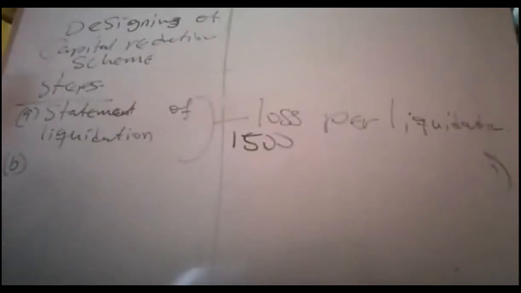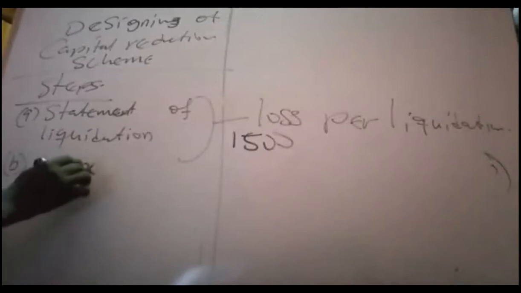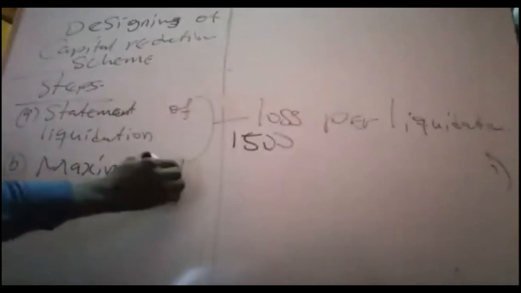If you should liquidate right now, the company, putting all the losses together, it will be 1,500. Step 2, determine the maximum loss. So determination of maximum loss. We call it maximum loss per reconstruction. Maximum loss, this loss is per reconstruction. So this is where you determine whether you should go ahead with the reconstruction or you should what?